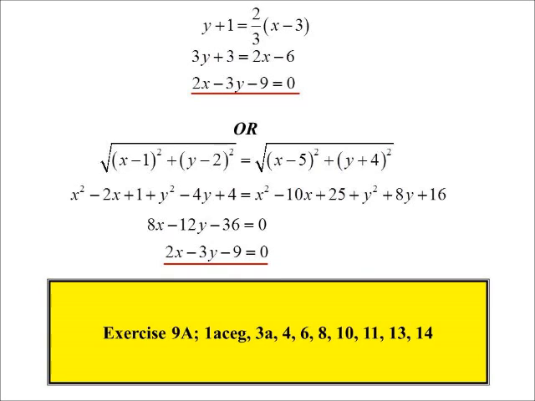Oh, geez. 9A we're going to do. Oh, will the questions ever stop? Oh, no, they just keep coming. Oh, there we go. We'll have that.